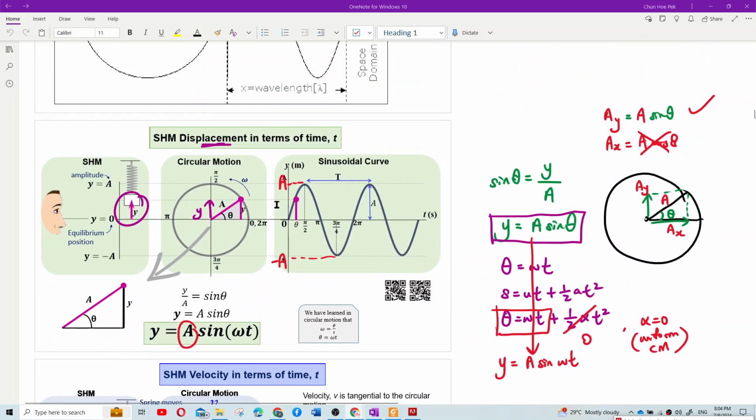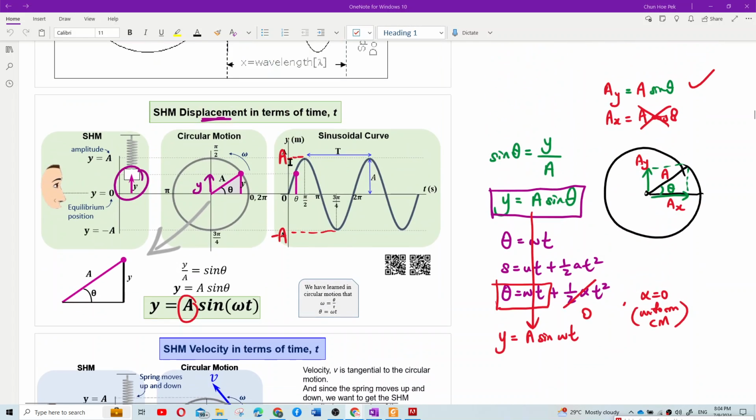So as you can see, we already dealt with the displacement. If there is any question, please open your mic and tell me. Right. Okay. So I already talked about this: simple harmonic motion, circular motion, and the sinusoidal graph. If you still remember.